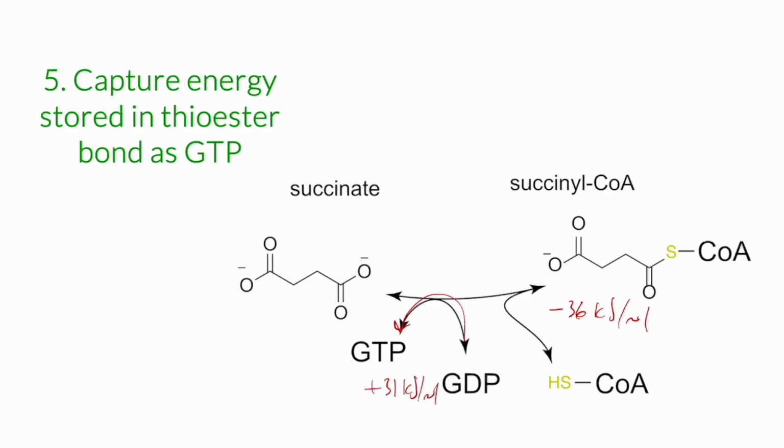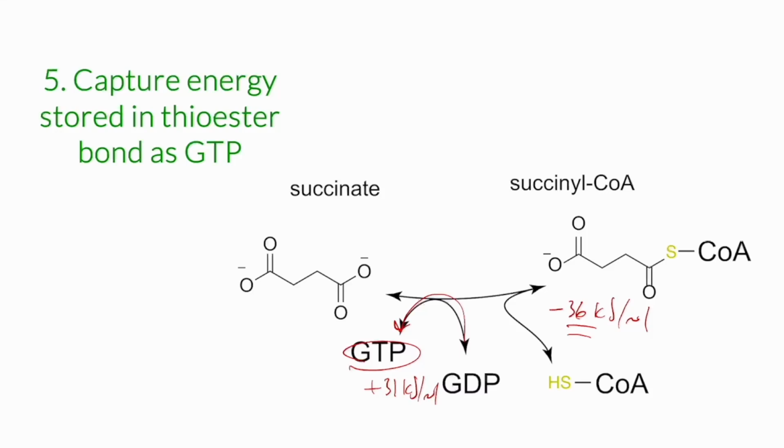But because we are coupling it to a favorable breaking of a thioester bond, we can pay the cost to make our GTP. So basically, if the previous step was super complicated because we were capturing some of the energy to put it into this thioester bond, now we're getting the payoff from that by breaking that thioester bond to make a GTP. Okay, that was a lot.